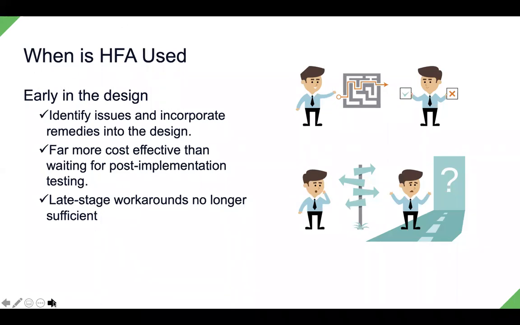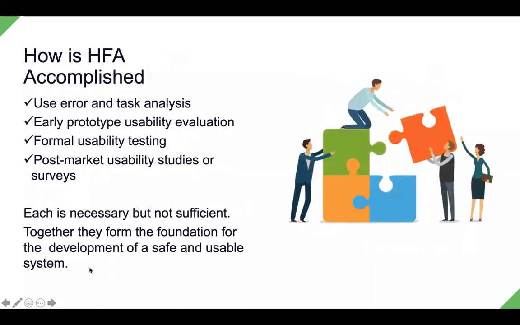And clearly that becomes a much more expensive process if you wait until you're summative testing at the very end to find these things. So how do we go about accomplishing this? There's really four broad categories of usability testing or human factors analysis. And it really starts with what we call use error and task analysis. And this is a process, I won't even call it a software development process.